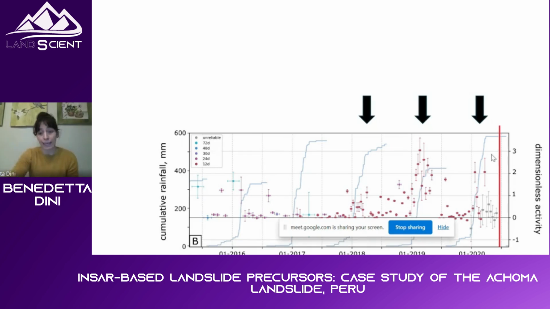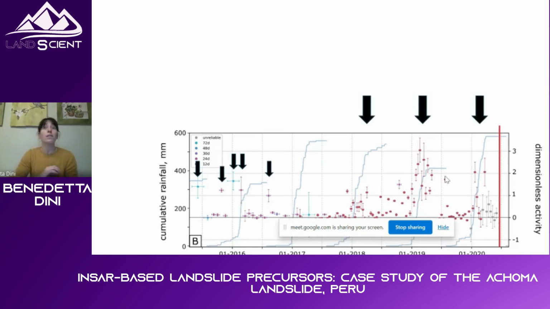And interestingly, the runaway acceleration was not in a period characterized by higher rainfall. So this seems to point to some sort of progressive failure. So there is a certain control of the rainfall, but there is something going on within the landslide itself that is explaining the displacements.